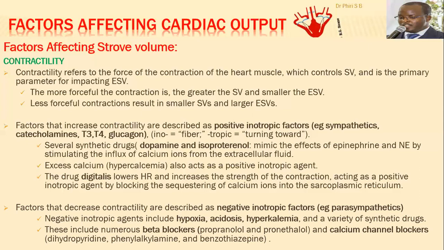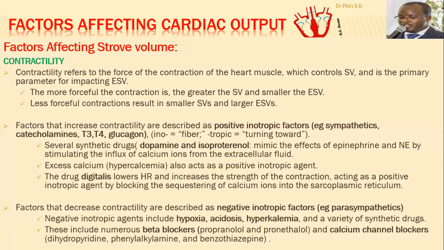Then there are factors that decrease the contractility, which are described as negative inotropic factors. This is just the opposite now. Instead of having the sympathetics, here you have parasympathetics. The parasympathetics will decrease the contractility of the myocardium, so they will have a negative inotropic effect on the myocardium. The negative inotropic agents also include hypoxia, acidosis, hyperkalemia, and a variety of synthetic drugs.